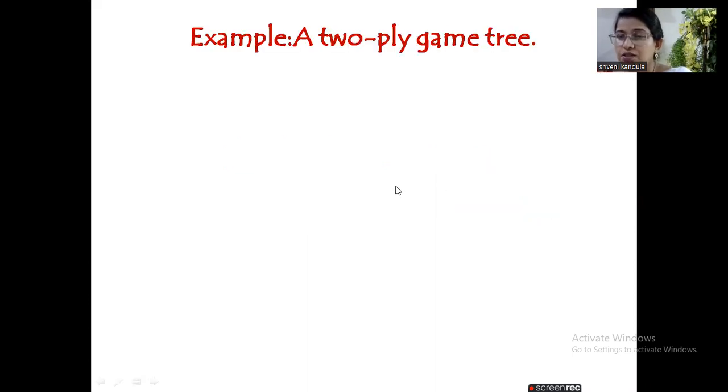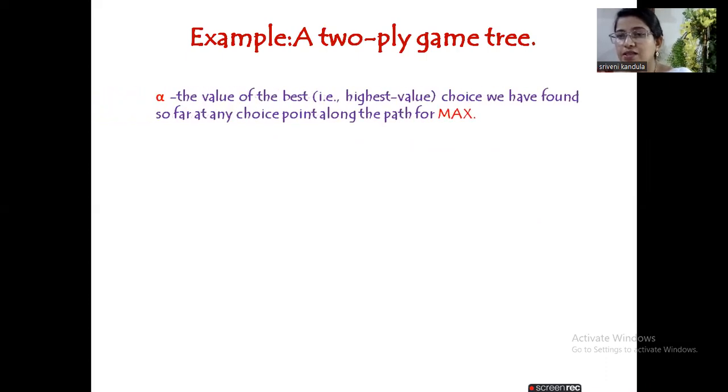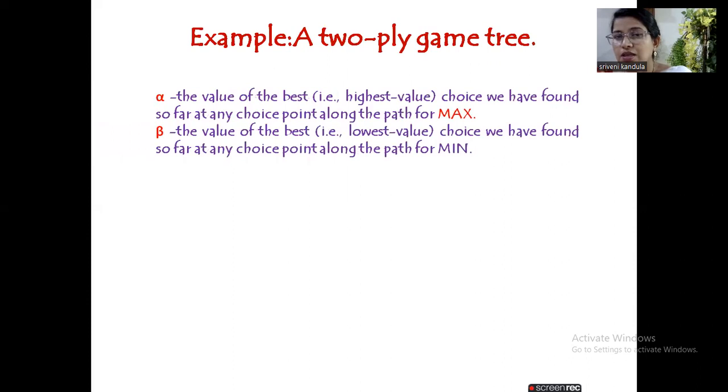This alpha beta pruning is similar to the minimax algorithm. If you have not watched that particular session, please go back and watch that and then continue with this. It will be easy for you to follow. Here alpha and beta are the same as in minimax. Max will always update the alpha value, which is the highest value among the alternatives. Min will always update the beta value, which is the lowest value.